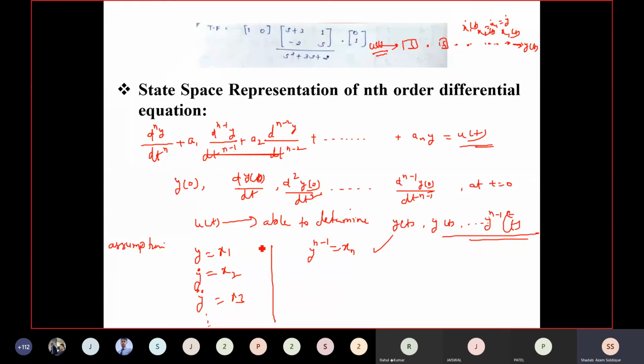Now, we are taking y to the power n equal to xn dot. I hope this is correct. y to the power n is equal to xn dot. So y to the power n is nothing but the function differentiated n times.